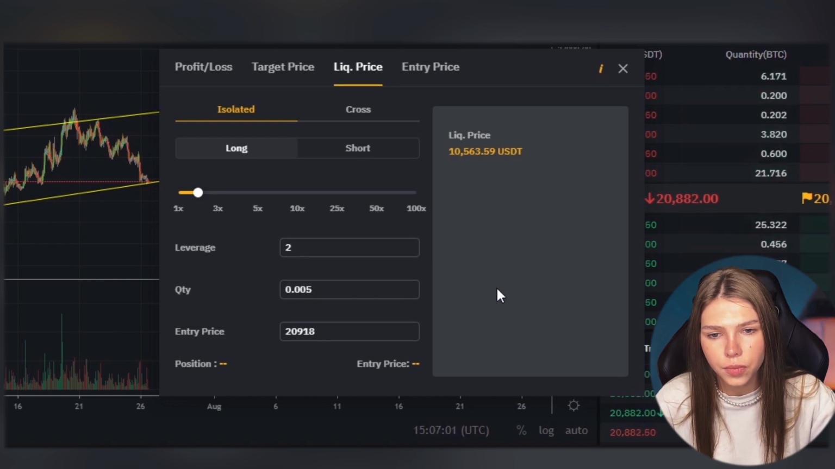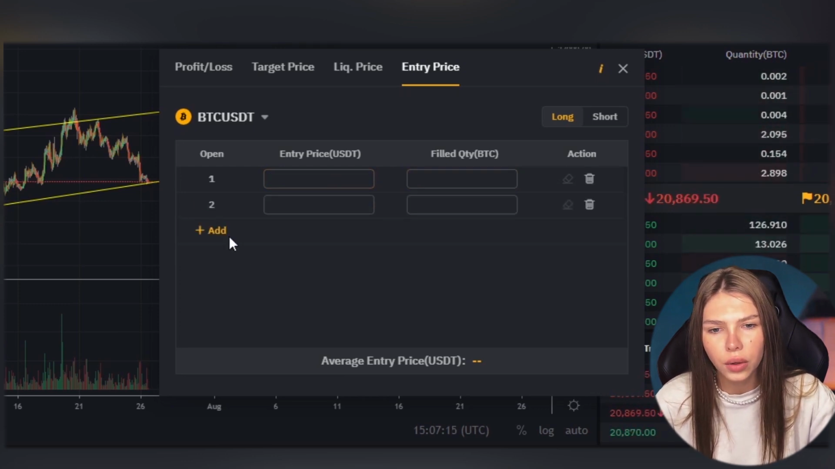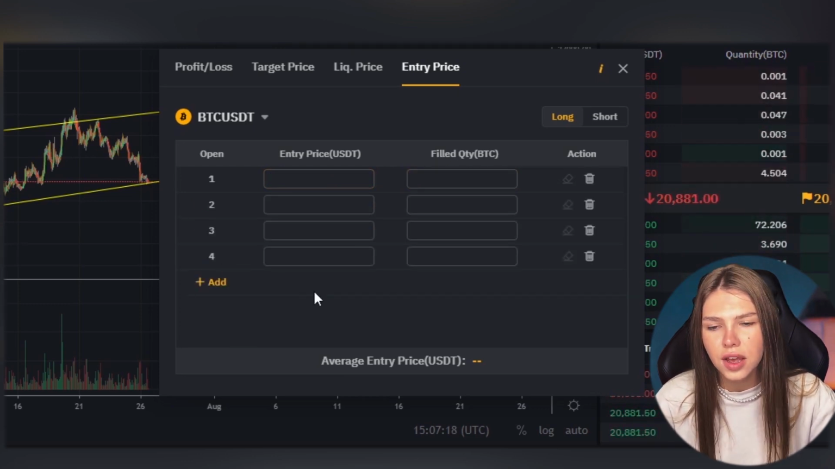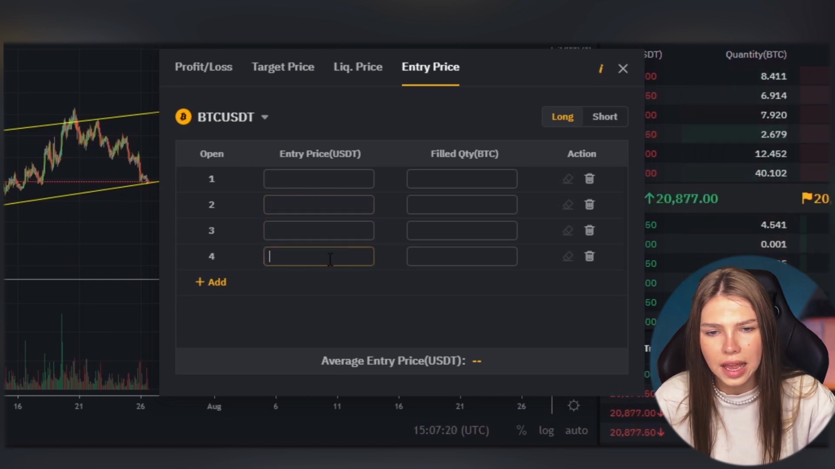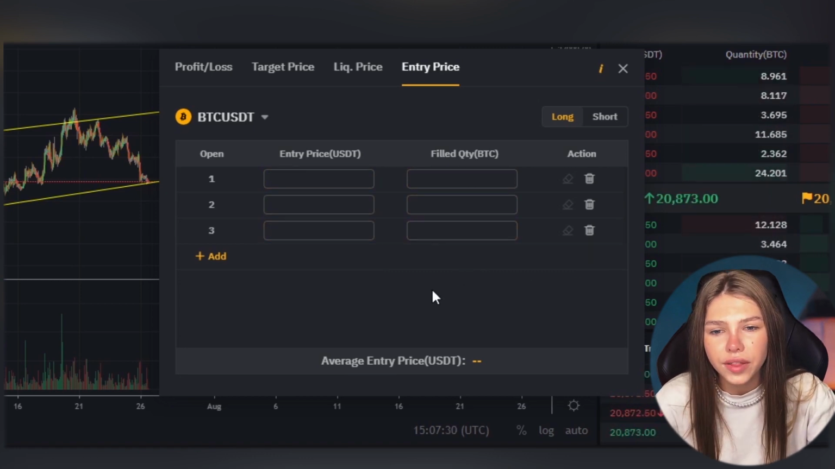And then the entry price right here, you can do this, right? So you actually go at long, put in your entry price and filled quantity, average entry price. So essentially you can work out, if I have some entries, let's say I put 3 limit orders in at certain prices and I get filled on them, what would be my average entry price for that? Not that useful, that one, but profit loss certainly is.